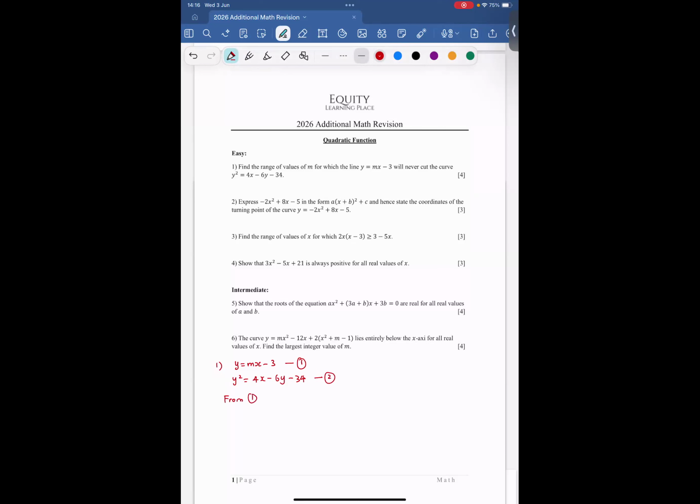Okay, from equation 1, what do I do? I bring the 3 over, then I divide by m. That is my x. Then I sub my x into my second equation. So you can see I do lesser substitution compared to if I sub y. Then I times m throughout.